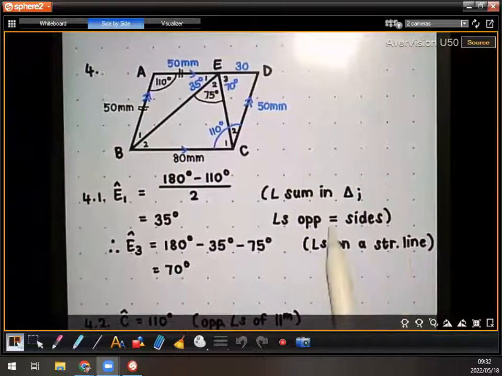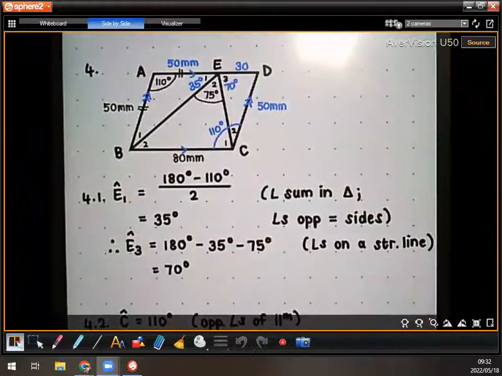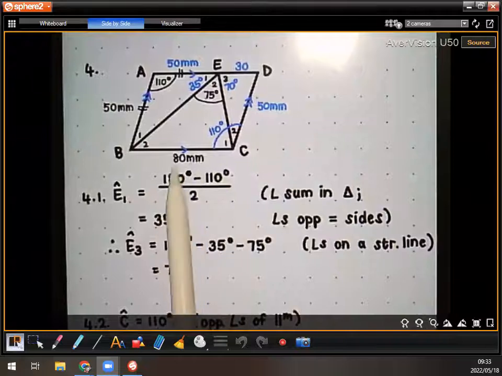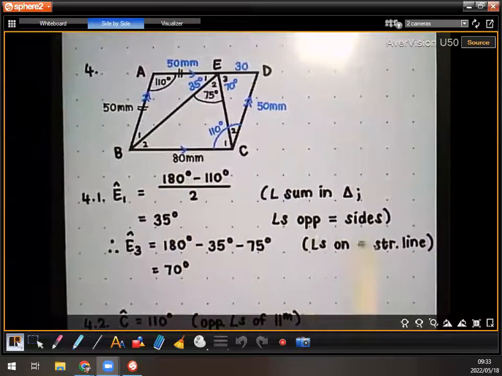Yes, I just put it underneath each other because I couldn't put the whole thing in. So it can be in the same one, just separated by a semicolon. So the angle sum in a triangle is referring to this 180 minus 110. And then the angles opposite equal sides is referring to the divided by 2, because those two angles are equal.